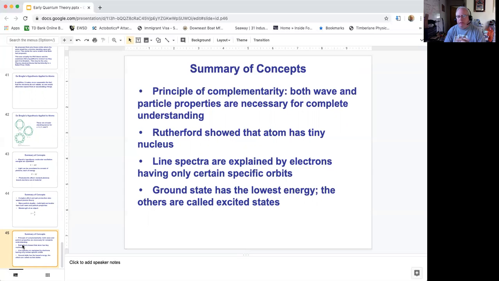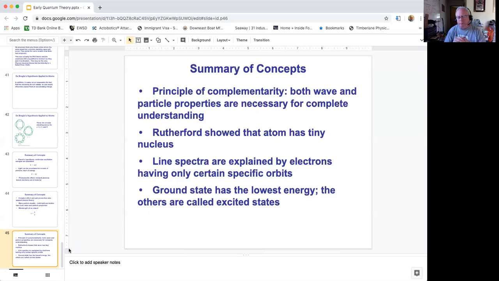The atom itself actually is mostly empty space. And so that idea about matter that we think about is really just electric forces holding things together. And line spectra match up with energy level transitions for electrons. And what we call the ground state is the lowest possible energy. So that's a quick rundown.